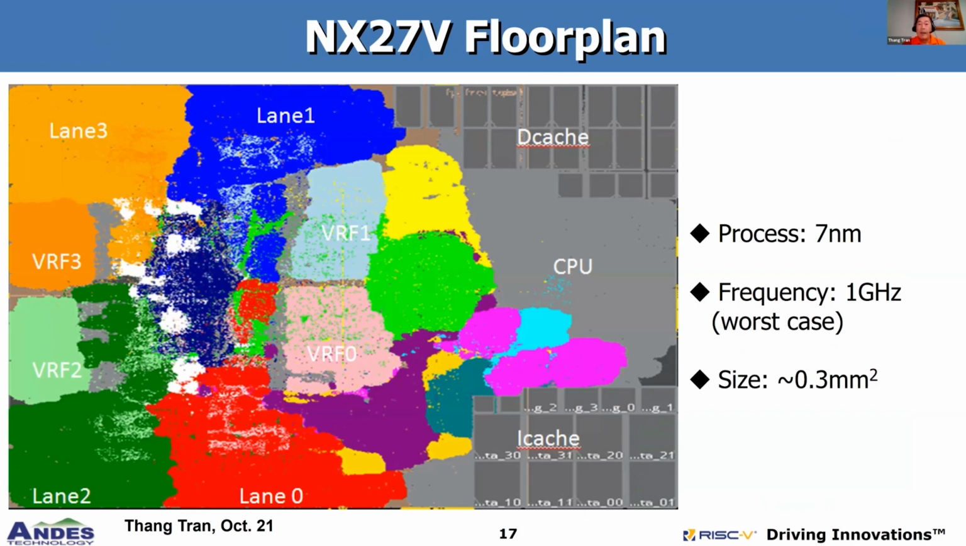This is an overview floor plan for the NX27V, and the FPU is small and embedded within the VPU. The clock frequency is 1 gigahertz, and the die size is 0.3 square millimeters.